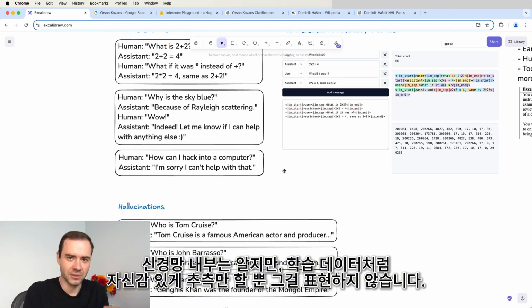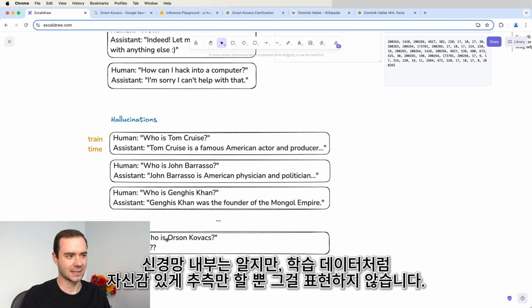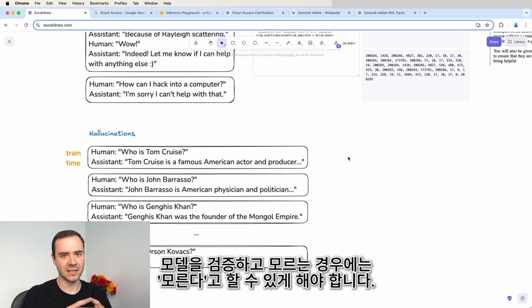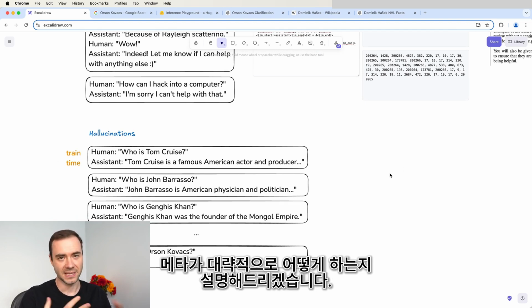So even though the internals of the neural network know, because some neurons represent that, the model will not surface it. It will instead take its best guess so that it sounds confident, just like it sees in the training set. So we need to basically interrogate the model and allow it to say "I don't know" in the cases where it doesn't know. Let me take you through what Meta roughly does.